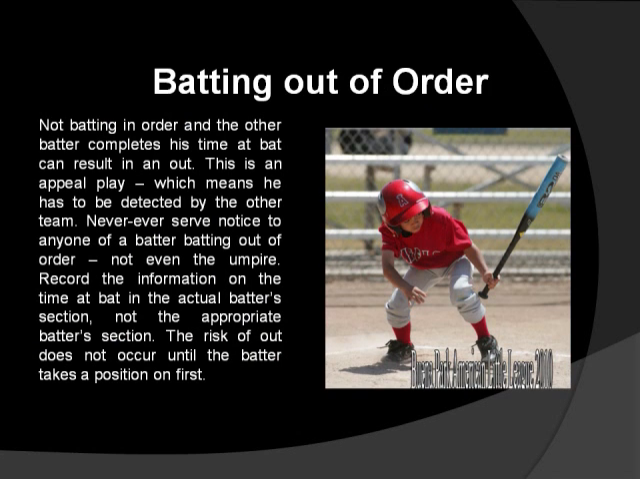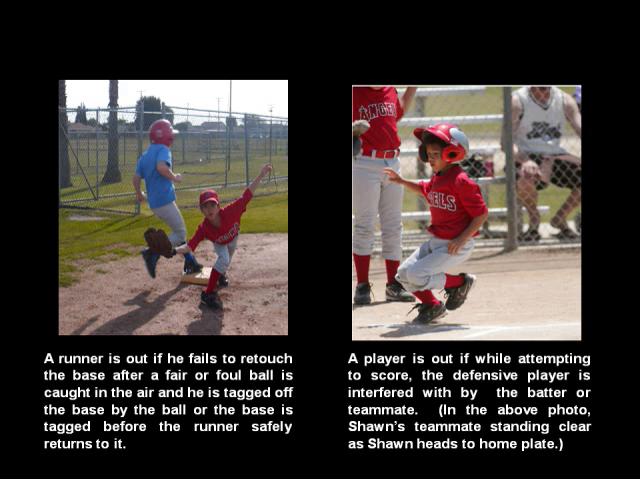If a batter is discovered batting out of order by the opposing team, the batter will be called out if he made it to first base. If it's discovered that there is a batter batting out of order before he completes his time at bat, then the batter would just simply take his turn at bat. A runner is out if he fails to retouch the base after a fair or foul ball is caught. In other words, before you advance to the next base, you need to retouch the base you were on and then go to the next base.